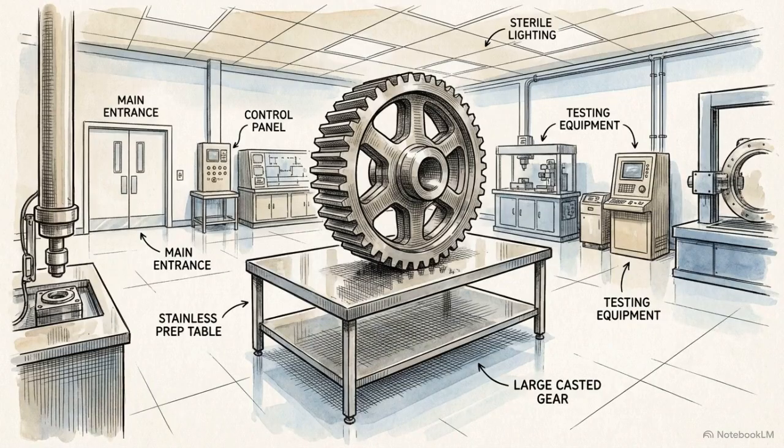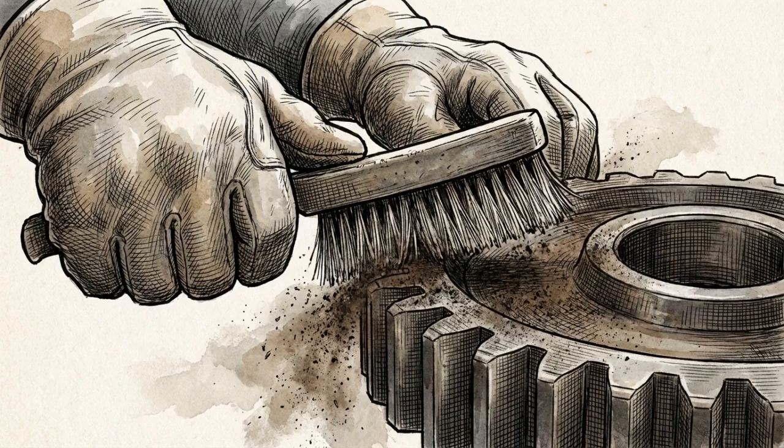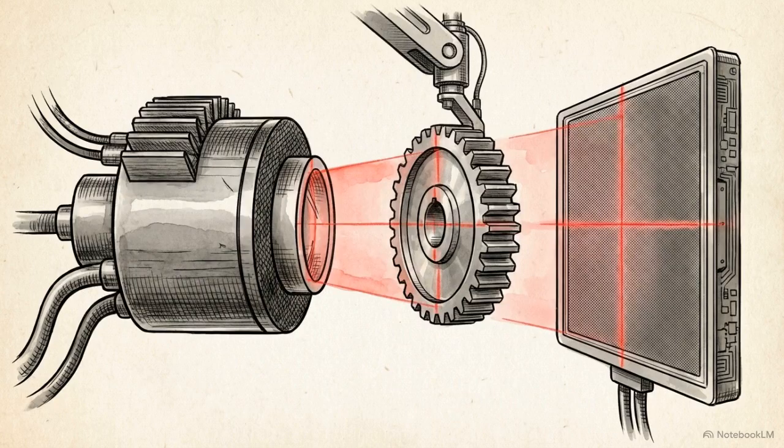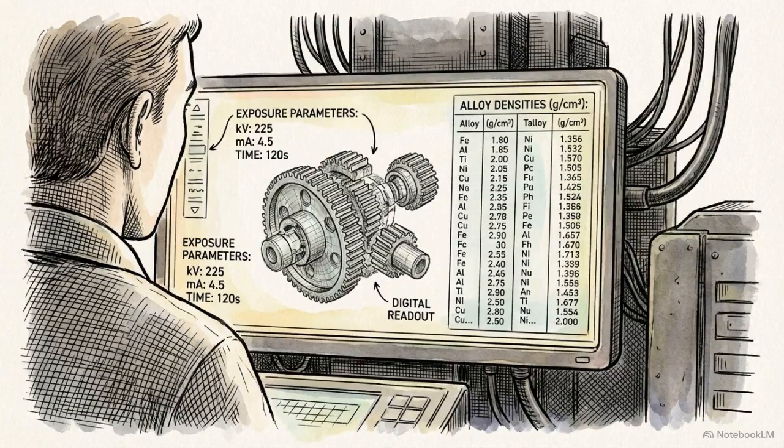Capturing an accurate image requires strict preparation. Technicians must first clean the casted part, removing any external dirt or oxides that could cast false shadows. Next, they ensure perfect geometric positioning. The part must be aligned precisely between the X-ray tube and the detector to prevent the image from distorting. Technicians then calibrate the exposure parameters based directly on the specific alloy and the thickness of the metal being tested.